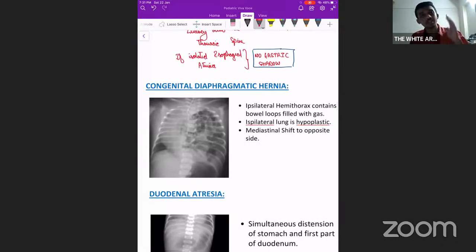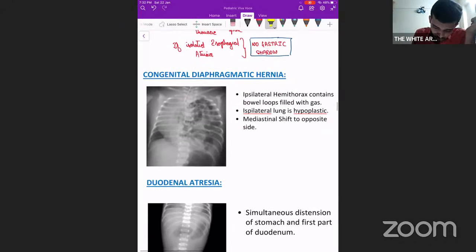Obviously, in CDH, the most common type is the Bochdalek type, which is the left posterior type. And the rarer one is the Morgagni hernia, which might not present in neonates as well. They might present later in life. What you get is the ipsilateral hemithorax containing bowel loops filled with gas, and the lung present in that part is hypoplastic, along with mediastinal shift to the opposite side. See, the trachea is shifted to the opposite side.